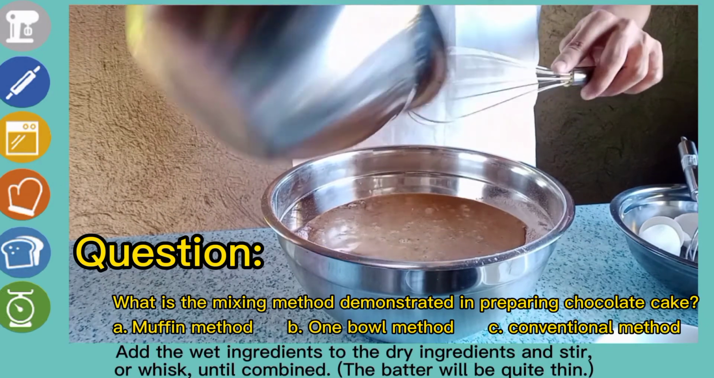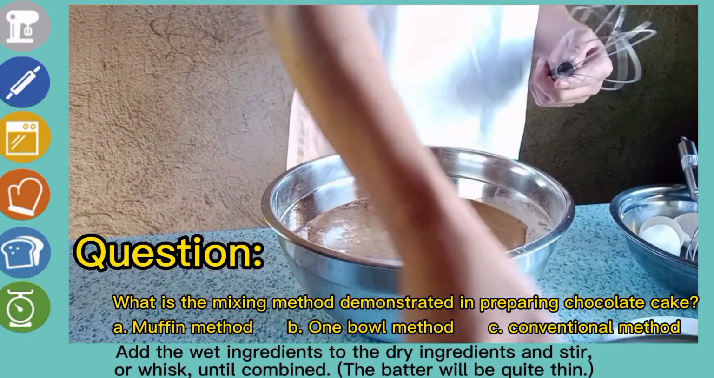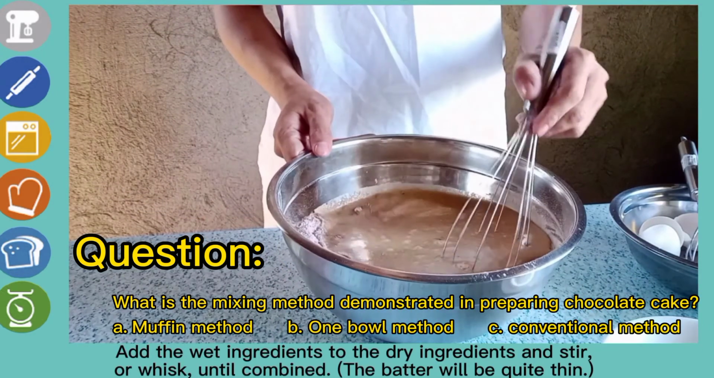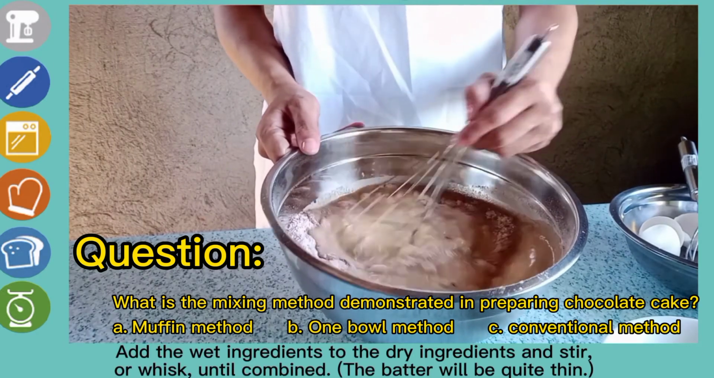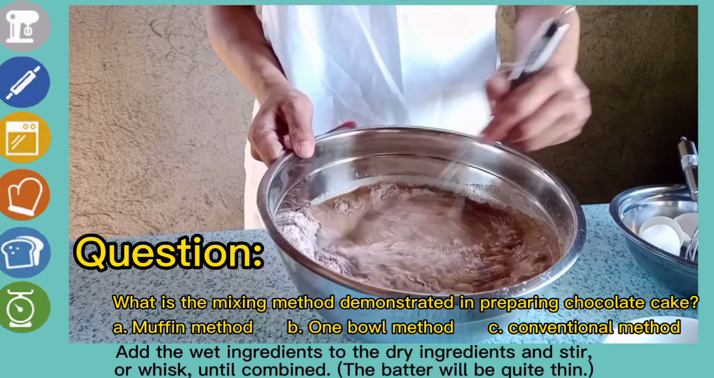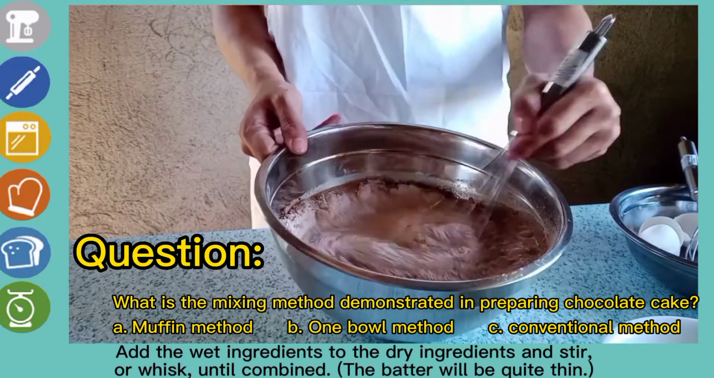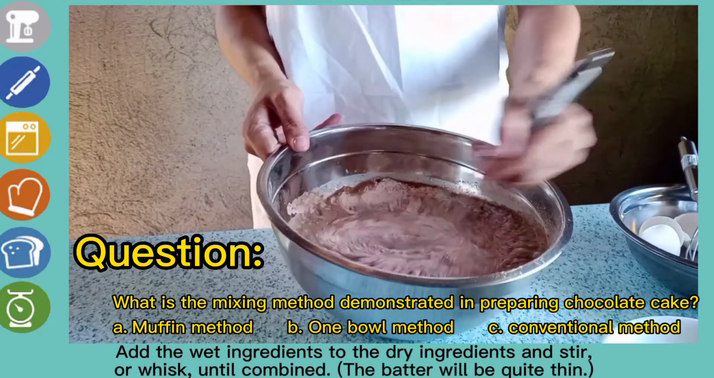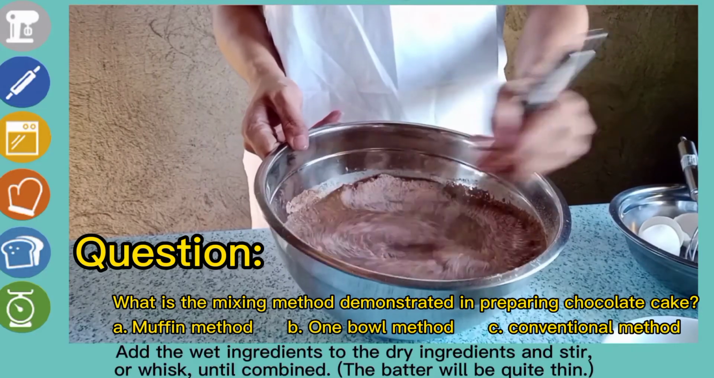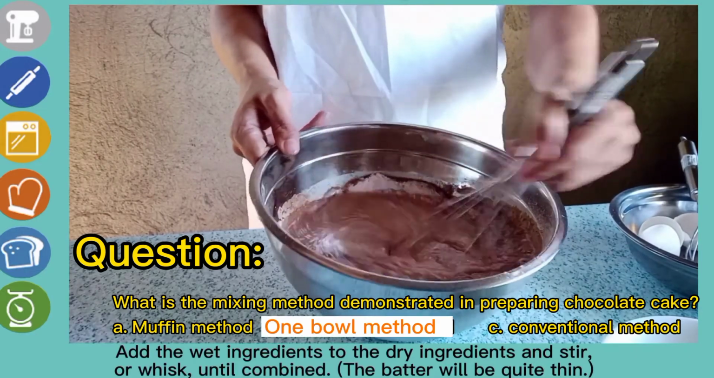Question. What is the mixing method demonstrated in preparing chocolate cake? A. Muffin method. B. One bowl method. C. Conventional method. If your answer is one bowl method, you are correct.